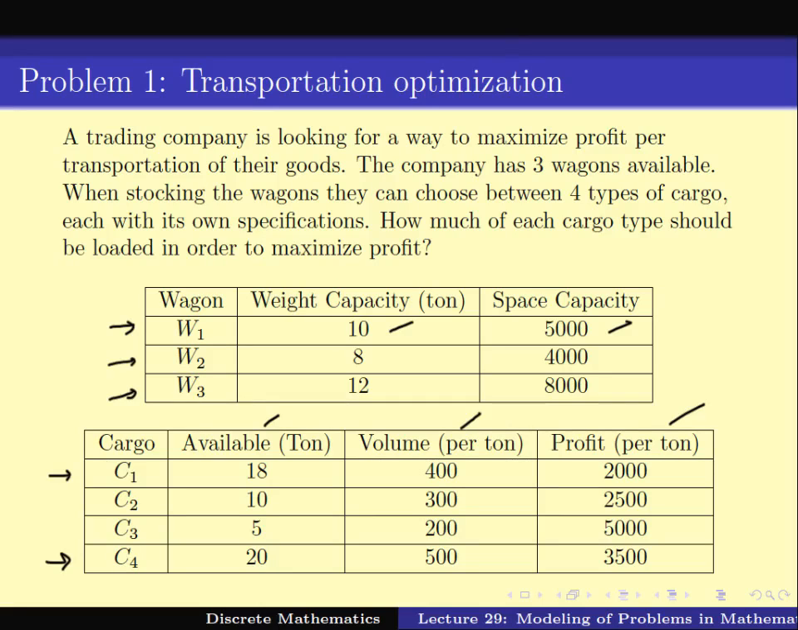Each ship has some weight capacity, some space capacity. Now there are various kinds of cargoes, C1 to C4. Each of them has a certain amount of available quantity, and each of them takes a certain amount of volume, and each of them has a certain amount of profit involved in it. Now how can you pack these quantities into different wagons so that you would optimize or maximize the amount of profit?